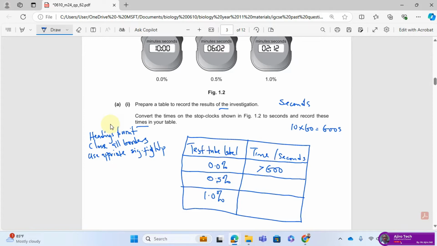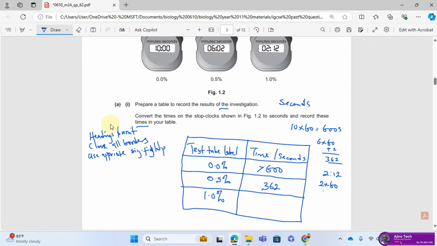Then the other one is 6 minutes 2 seconds. So we have 6 times 60 plus 2. 6 times 60 is 360 plus 2. So we have 362. And the other one is 2 minutes and 12 seconds. So we have 2 times 60.